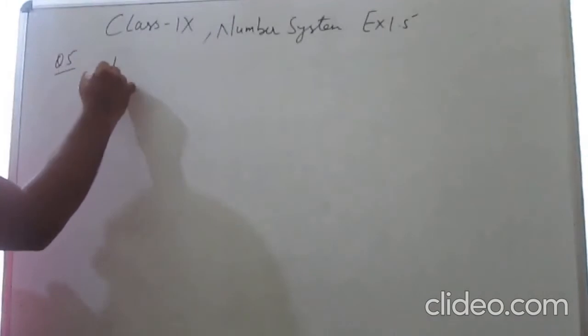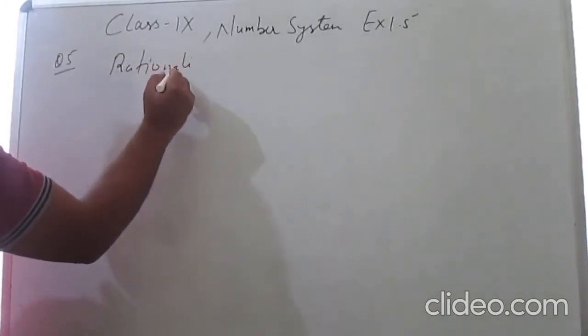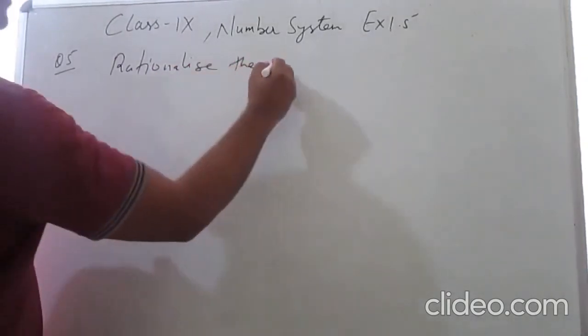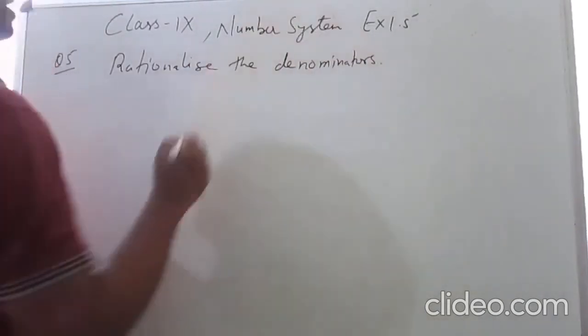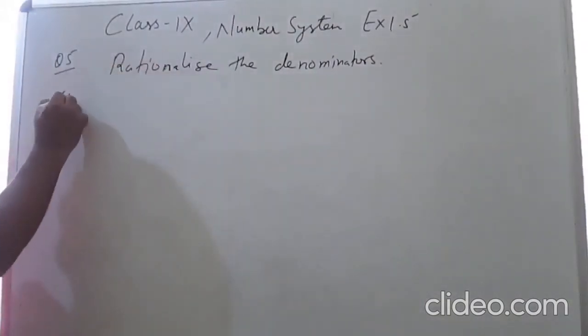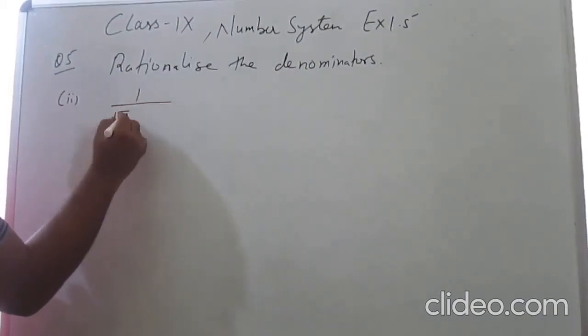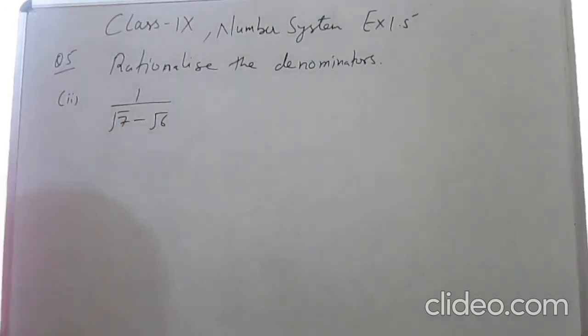Question number 5. In this question, you have to learn about rationalization. Rationalize the denominators. Second part: 1 upon root 7 minus root 6. How will you rationalize it?